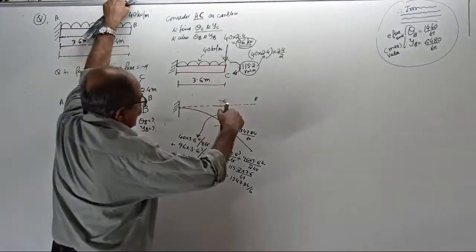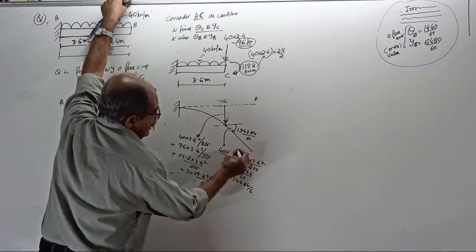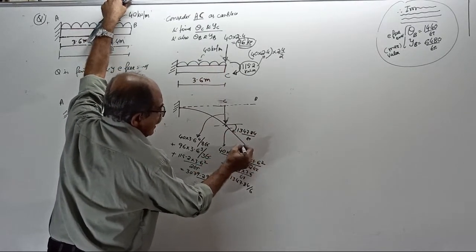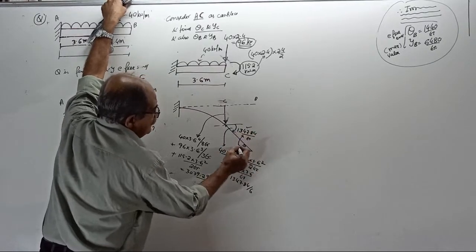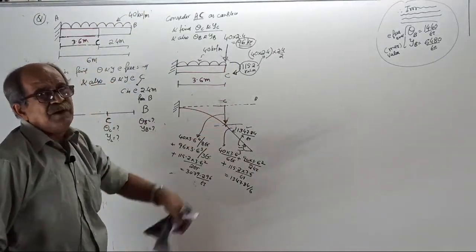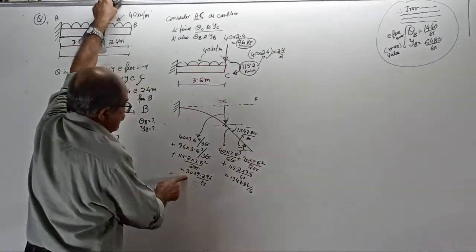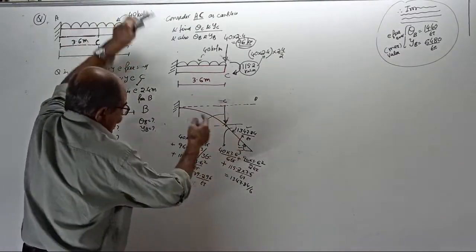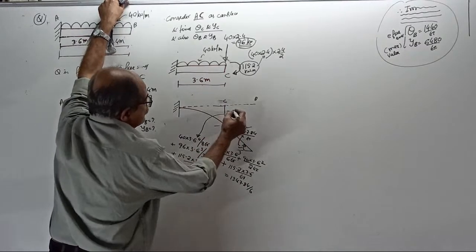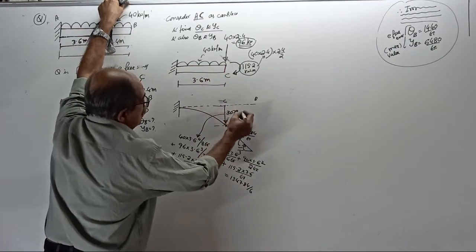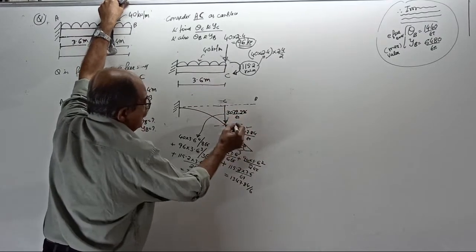Now I want, if that is theta B, this theta is equal to this theta. Yes or no? These two are equal theta. Don't put theta B everywhere, the symbol is not required. This deflection you already got, 3079.296 by EI. This theta equals this straight line.